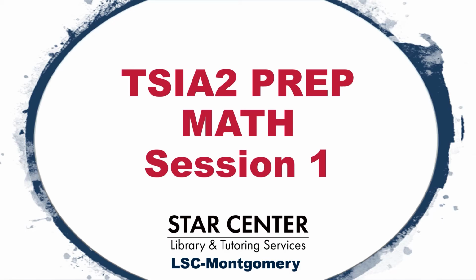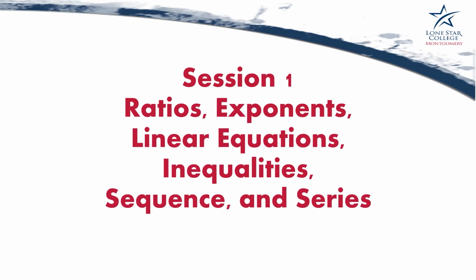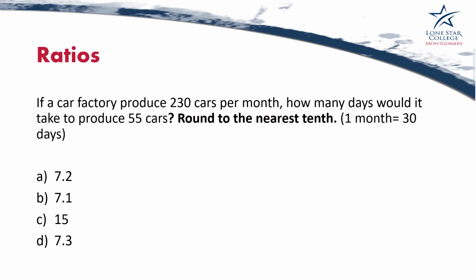Today we'll be doing the first part of our session, and it will be over ratios, exponents, linear equations, inequalities, sequences, and series. So if we look at that first question here, it involves ratios. If a car factory produces 230 cars per month, how many days would it take to produce 55 cars? Round to the nearest tenth, and it'll tell you that 1 month is equal to 30 days.